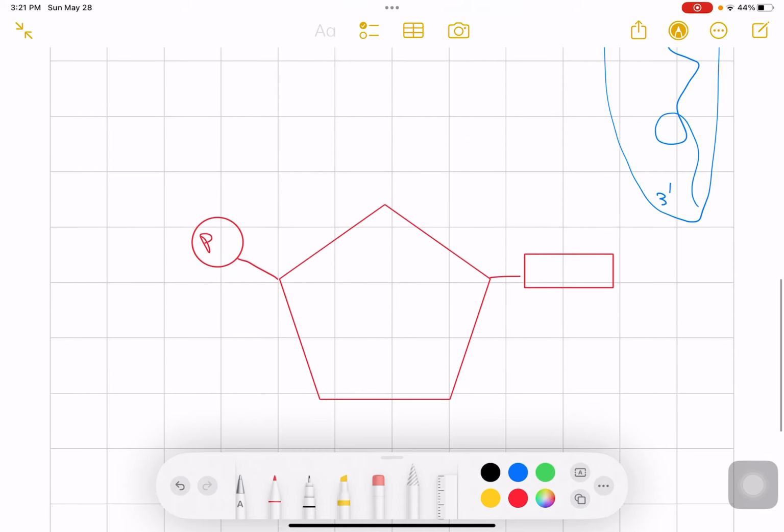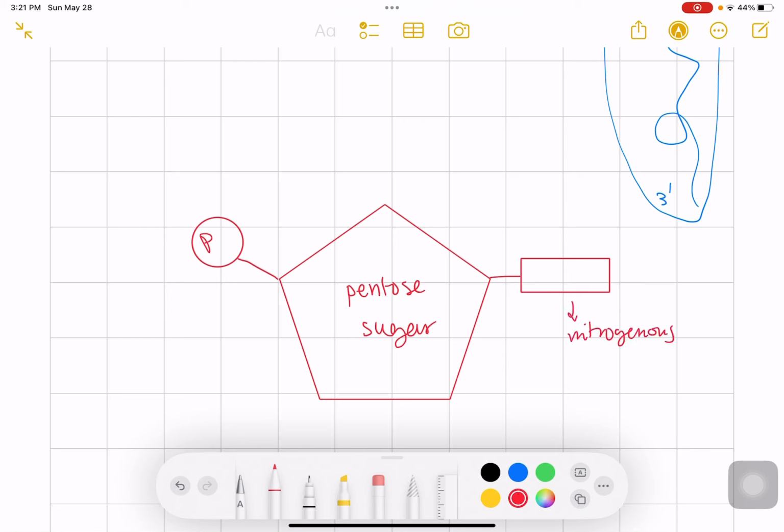Okay. This is going to be our RNA. It doesn't look different at all, does it? No, it doesn't. There's also our nitrogenous base. Here's our phosphate group. Okay, so what's different about RNA?